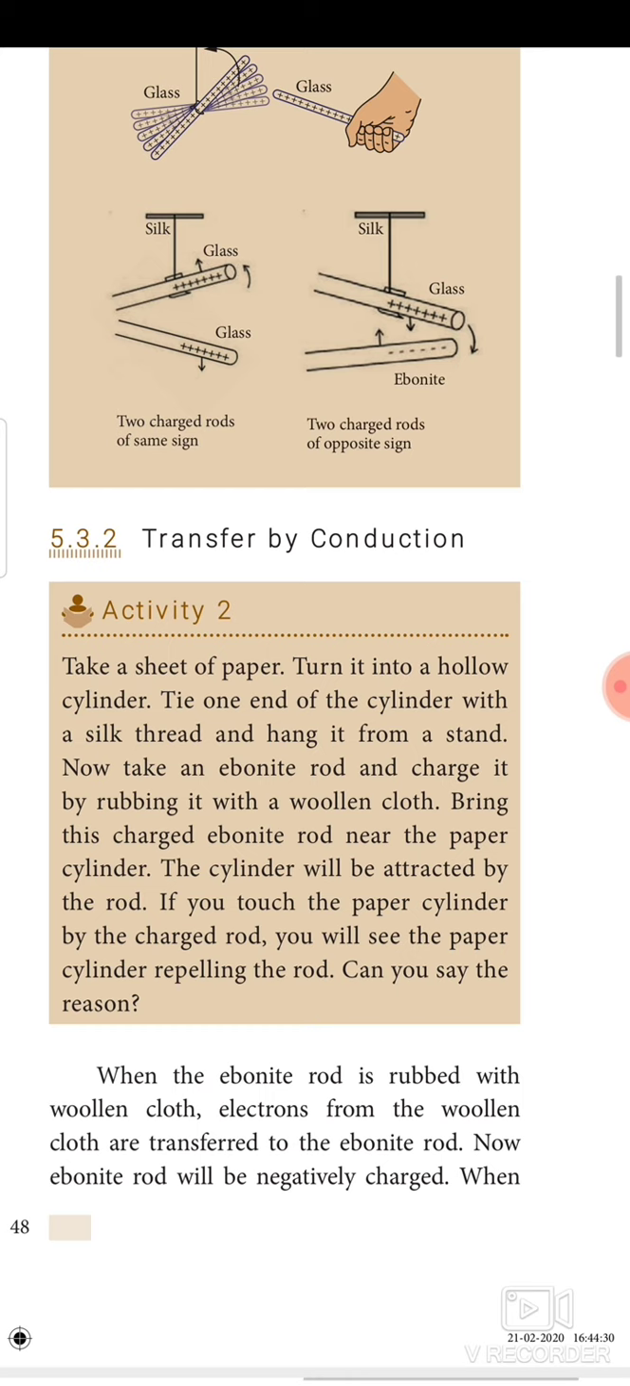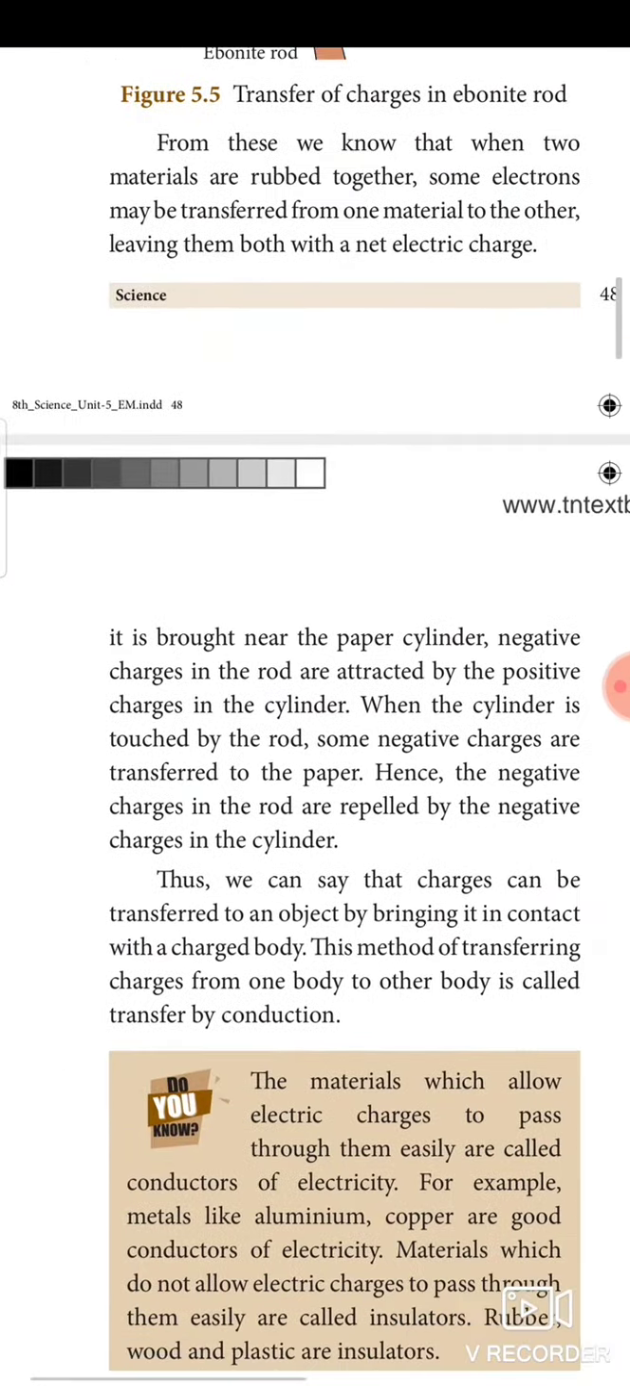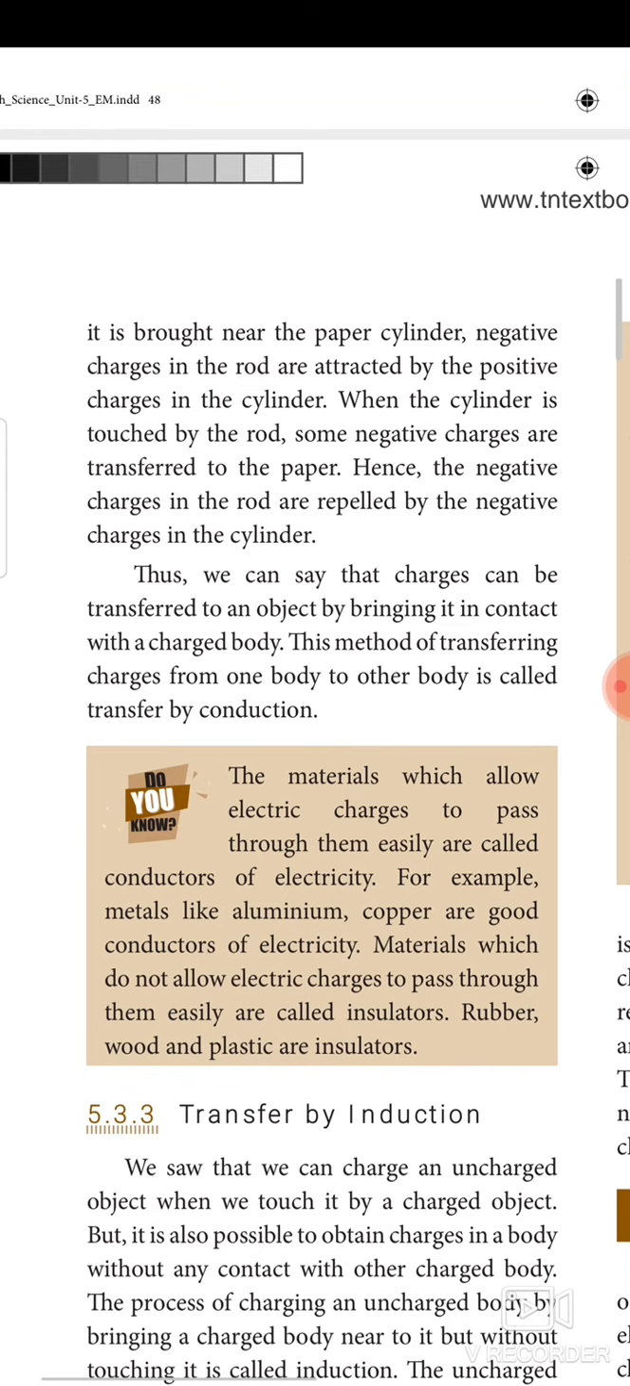When it is brought near the paper cylinder, negative charges in the rod are attracted by the positive charges in the cylinder. When the cylinder is touched by the rod, some negative charges are transferred to the paper. Hence, the negative charges in the rod are repelled by the negative charges in the cylinder. Thus, we can say that charges can be transferred to an object by bringing it in contact with a charged body. This method of transferring charges from one body to the other is called transfer by conduction.